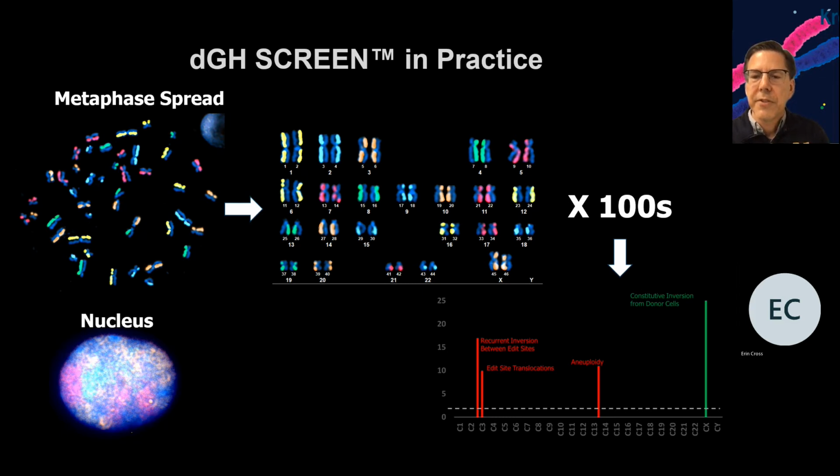For genotox studies in cell and gene therapy, for instance, we would typically provide edit site translocations, random structural variations, and other measures of genomic instability.